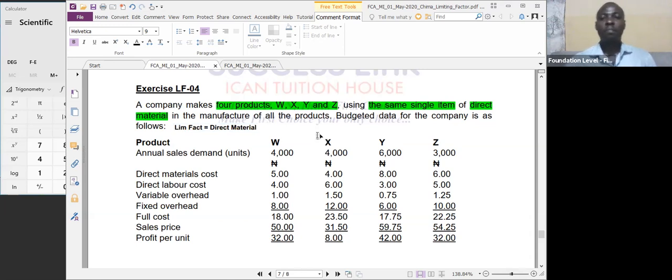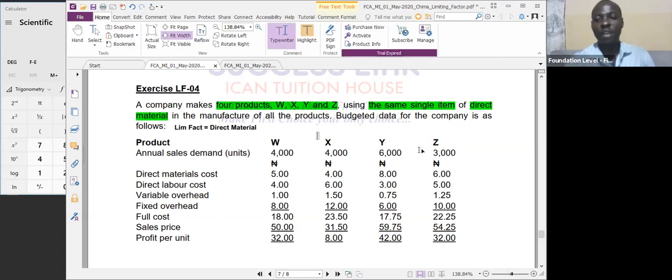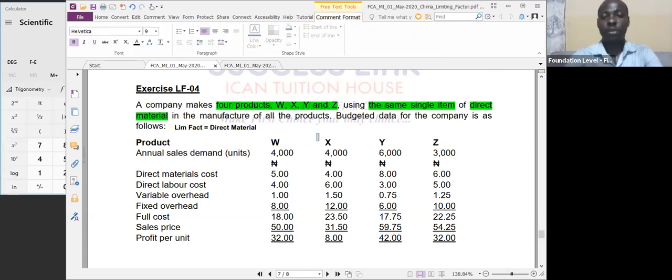Now, budgeted data for the company is as follows. So look at the data here. This is the sales demand, as we usually do, sales demand for W, X, Y, Z. Now look at the budgeted costs: direct material costs, labor costs, variable overhead, fixed overhead, and so on.